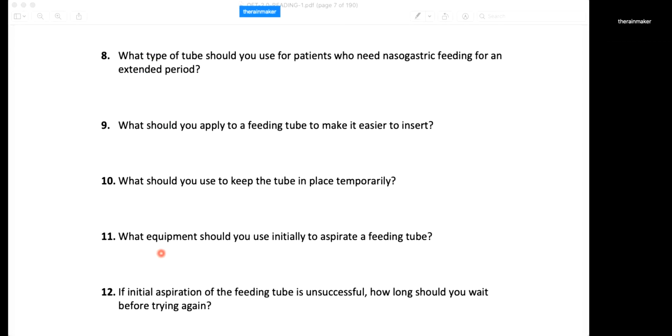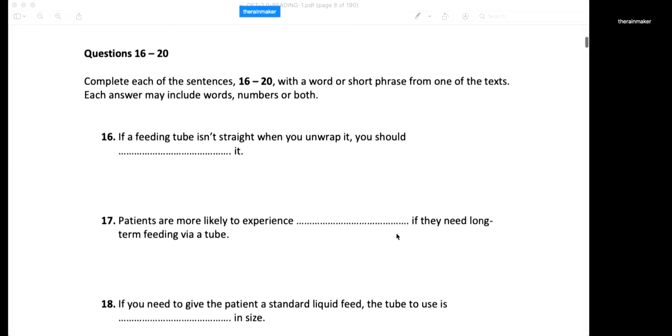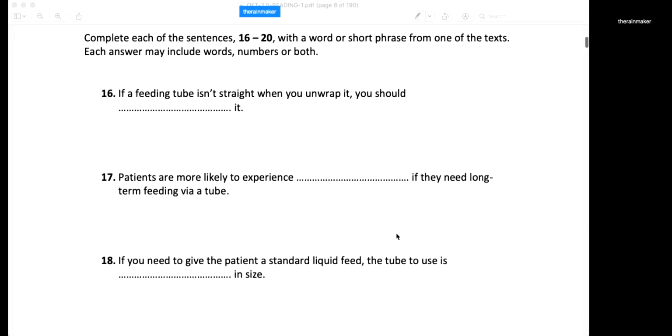Now, look at this. Which equipment should you use initially to aspirate a feeding tube? What is that? Keyword, aspirate. So where do you think the answer is? C. That's it. I'm going to move forward. If a feeding tube isn't straight when you unwrap it, you should blah, blah, blah it. Where do you think the answer is? Procedure paragraph, right? B. This is how you should generalize.